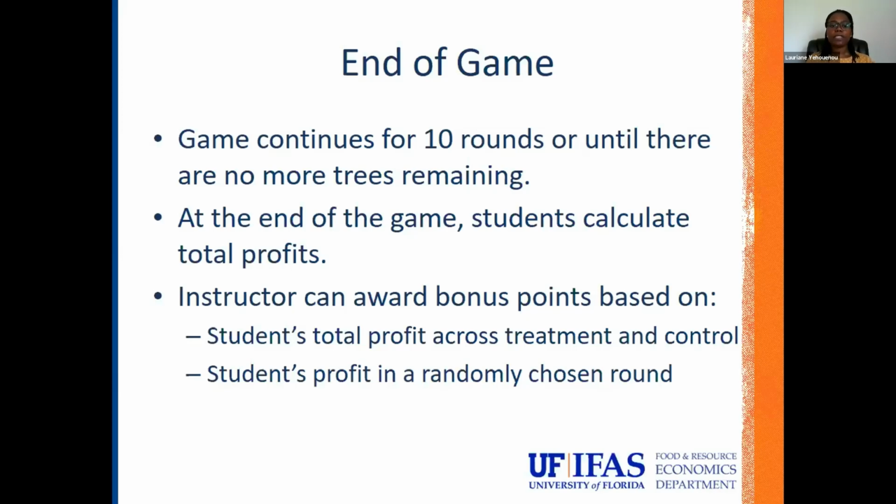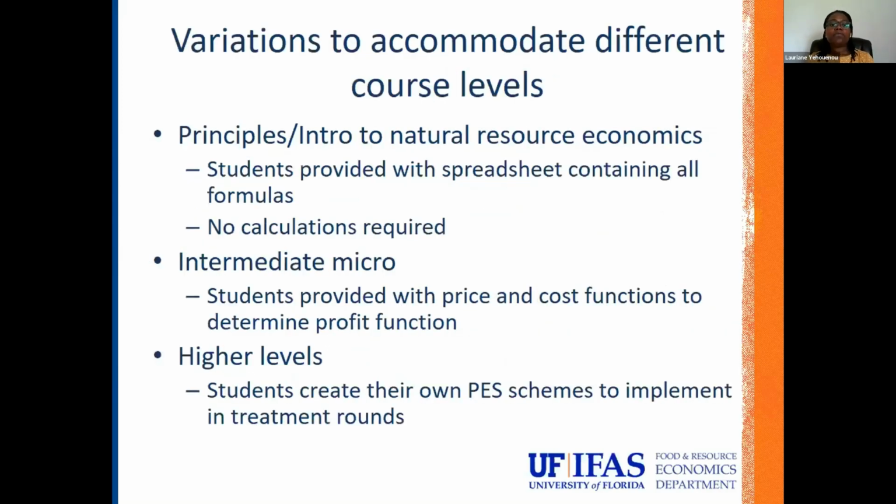At the end of the game, the students will calculate the total profit, and the instructor, depending on the class, can award a bonus depending on the total profit across both treatment and control rounds, or they can just randomly select one round to allocate the bonus to the students. This game can accommodate different levels of courses. In an introduction to natural resource economics, for instance, the students can be provided with a spreadsheet that contains all the formulas already, and all they have to do is enter the decision of trees and leaves.